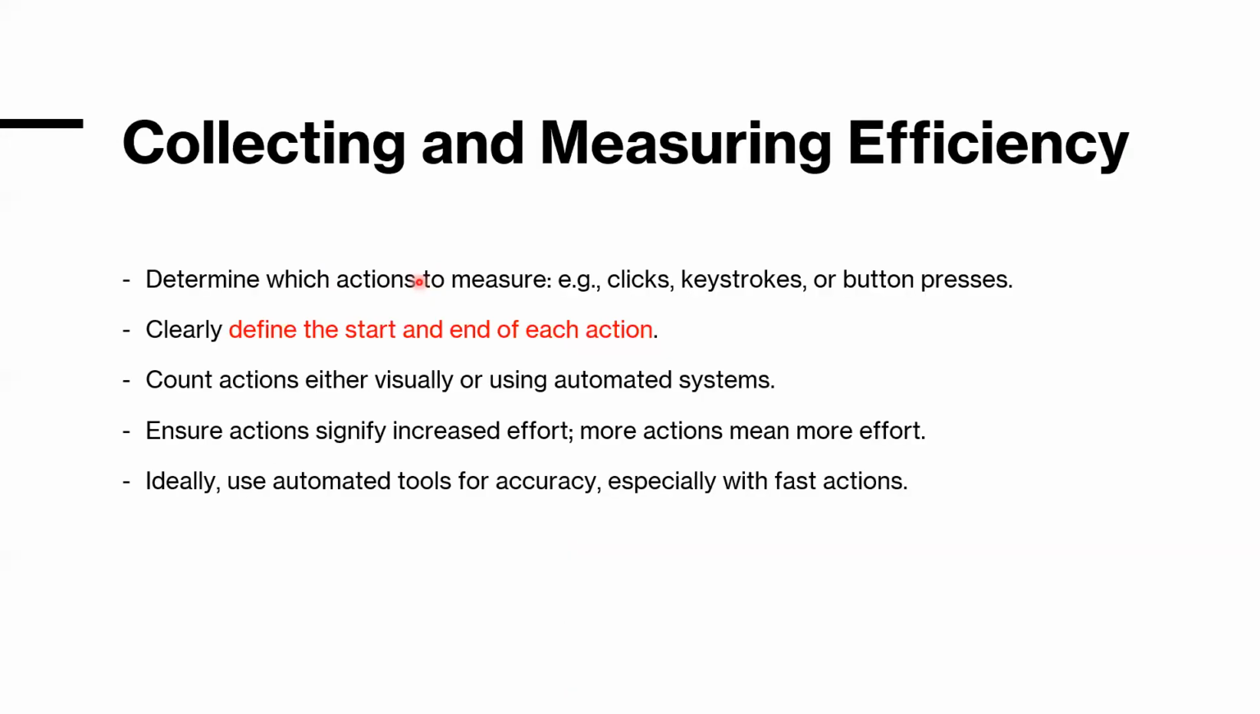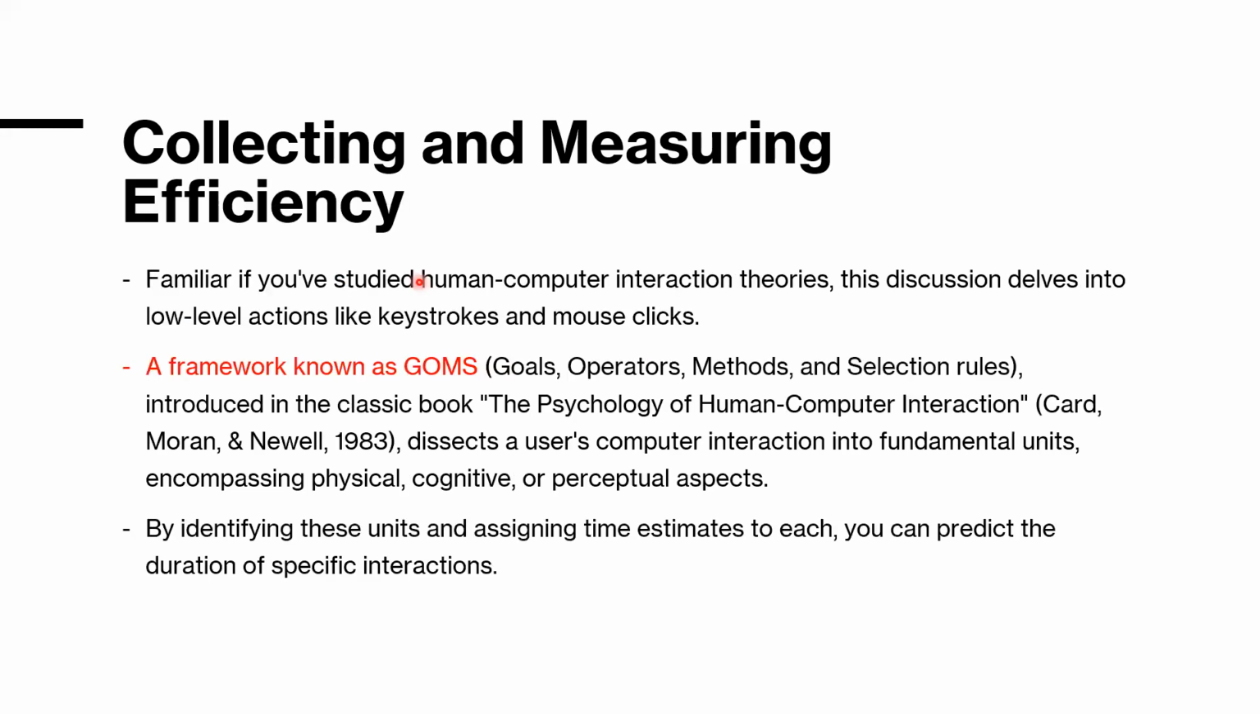So what we can do, of course, is collect and measure the efficiency: basically the number of pages they visit, the number of clicks, how many keystrokes, how many button presses. They are all a part of efficiency. So we need to clearly define the start and the end of each action, each task. Then we have to record how much time they take, how many clicks they have, and so on, how much time they spend on a particular page, where they start. These are all a part of efficiency, right?